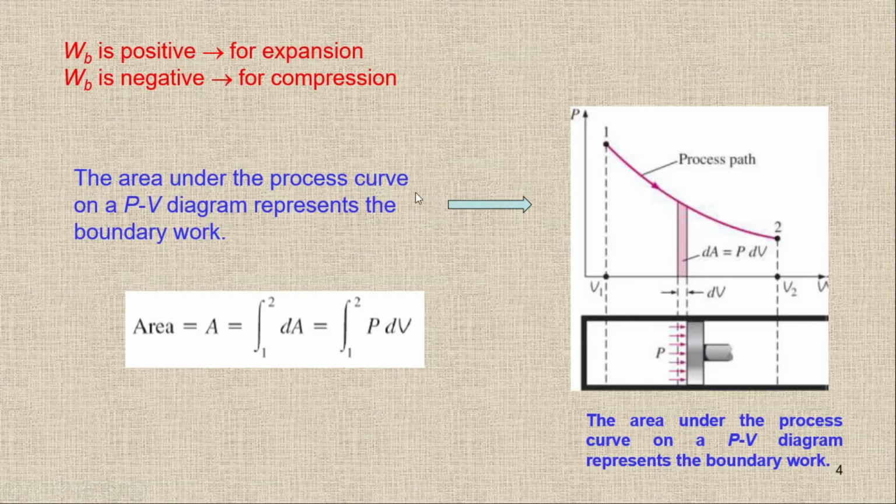Only the area under the process curve on a PV diagram represents the boundary work, and you can see here we have a PV diagram. We have a piston cylinder configuration, and it is moving from this point. Let's suppose we have a V1 here, from this point up to this point. So it is moving like this, and right now we are not assuming that the pressure is constant; rather, we are saying the pressure is variable, the pressure is going to change.